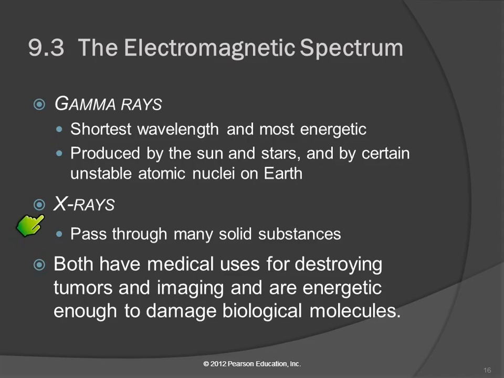Then there's X-rays. X-rays are able to pass through many solid substances, and they have less energy than gamma rays, but they're able to pass through many things. Both gamma rays and X-rays have medical uses. They can be used for destroying tumors. They are energetic enough to damage biological molecules. So that's how you can use it to destroy a tumor. They're good for imaging. Too much is very, very bad for you and will definitely kill you.